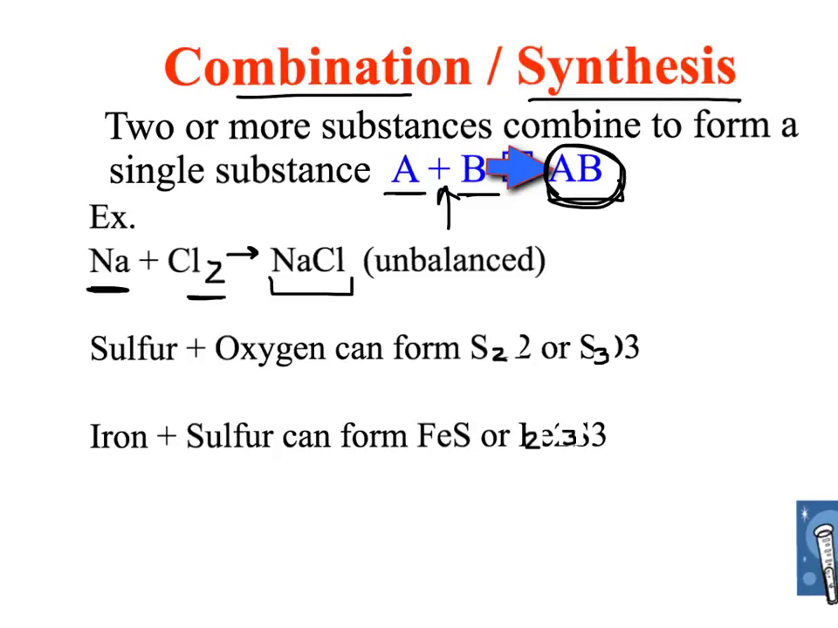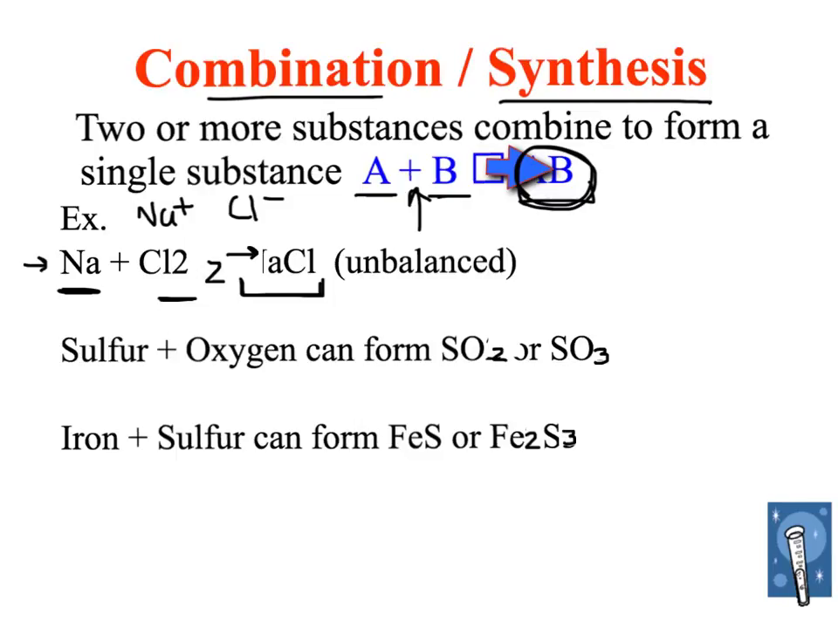On the right side, we've made only one thing, sodium chloride. In some cases, like with sodium chloride, we would know the formula because it is ionic, and we know that sodium would be Na+ and Cl would be Cl-. In some cases, what we see is that it's not going to only make one possible product.